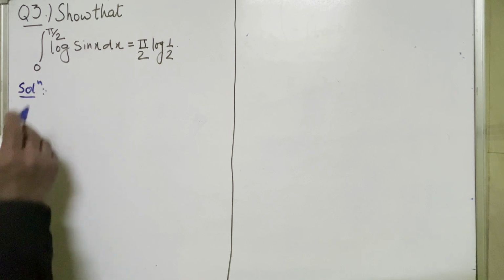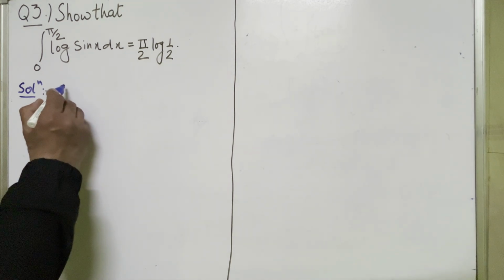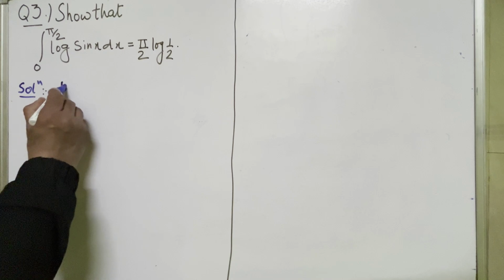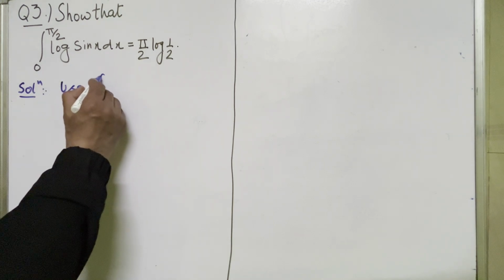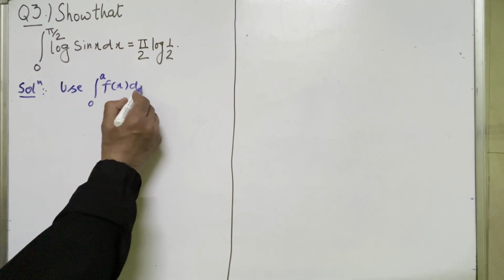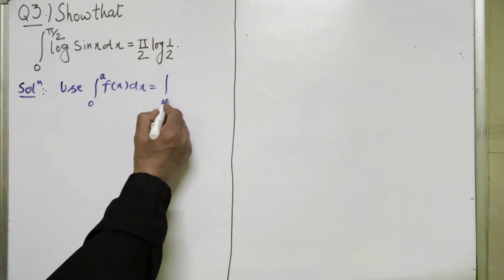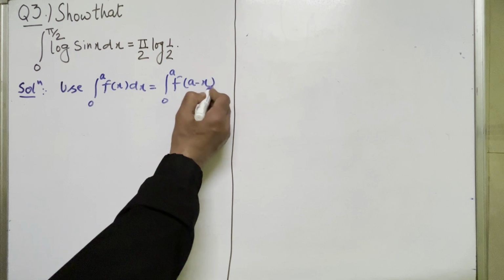So the question is, show that integral 0 to pi by 2 log sin x dx is equals to pi by 2 log 1 over 2. So in this question, we will use this property of definite integration: integral 0 to a f(x) dx is equals to integral 0 to a f(a minus x) dx.